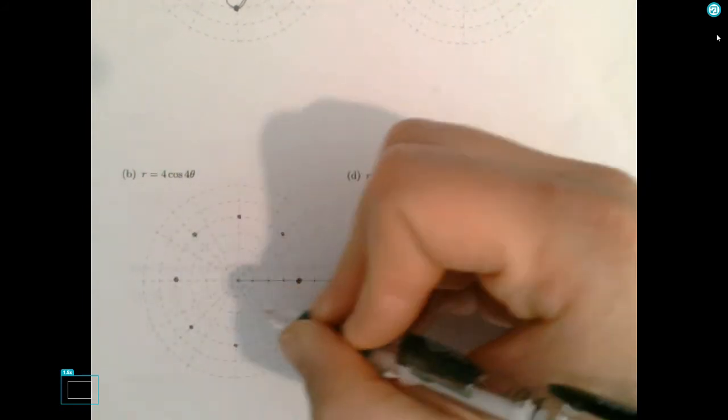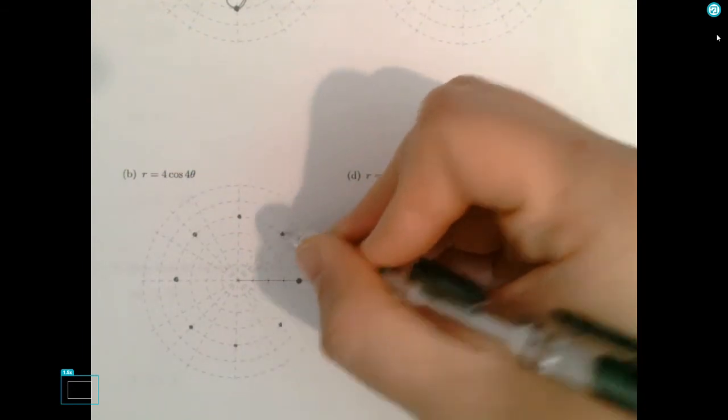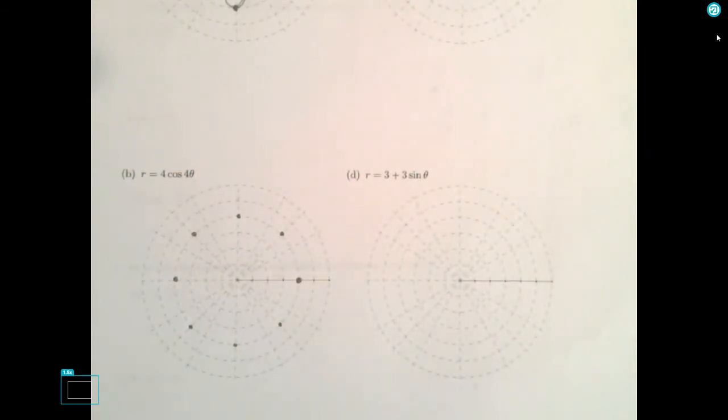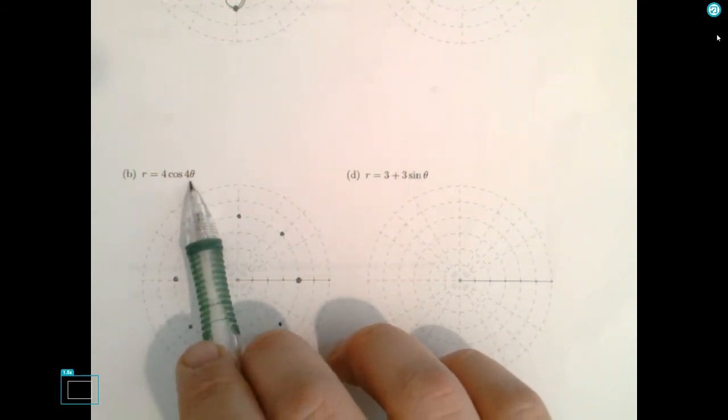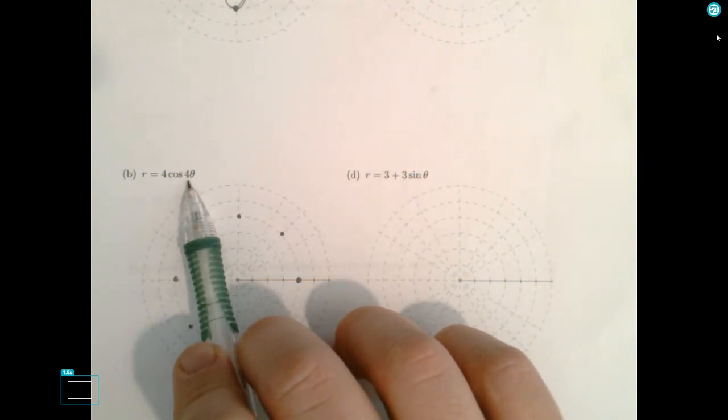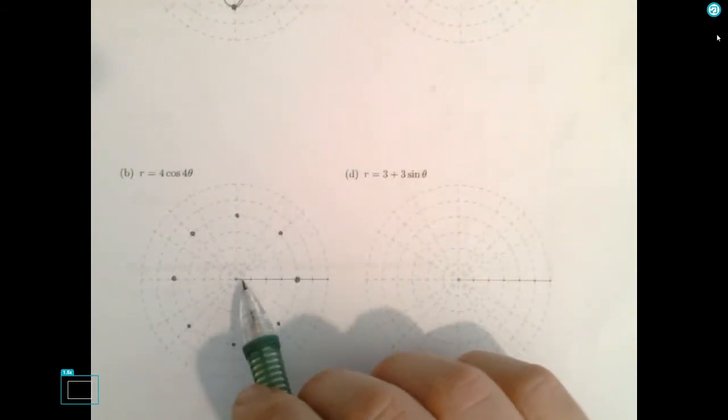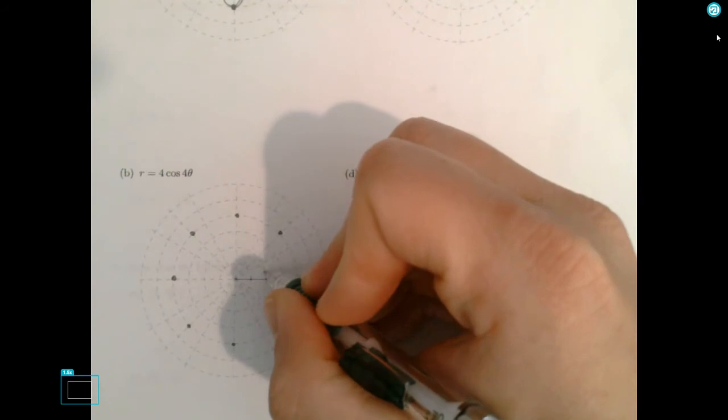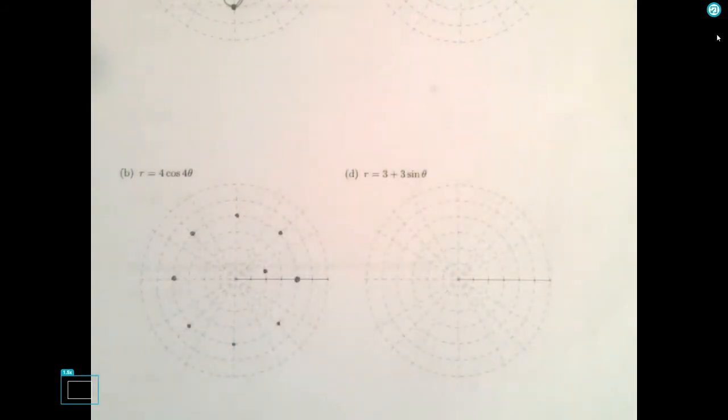That's where the petals are. If I want to figure out about how thick these things are, I could plug in something like pi over 12, negative pi over 12. If I plug in pi over 12, 4 times pi over 12 would just be pi over 3. Cosine of pi over 3 is 1/2. 1/2 times 4 is 2. So pi over 12 would be out at 2, right about here. So it seems to me like these petals are not going to be very thick at all. They're going to be kind of skinny.